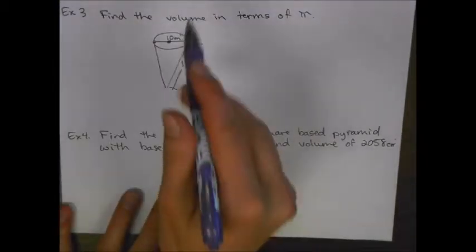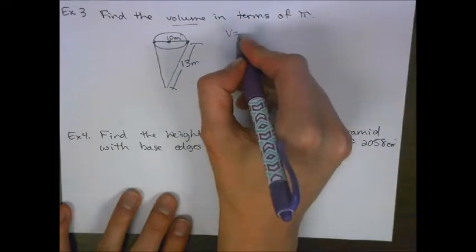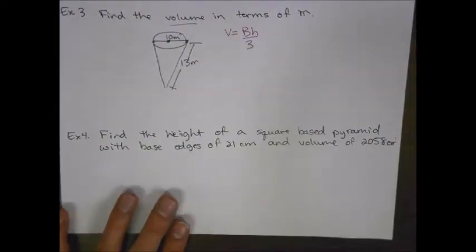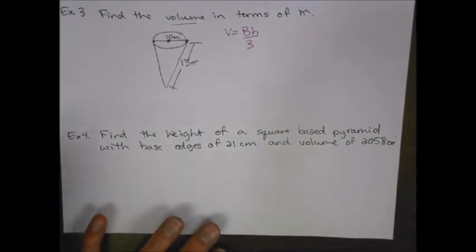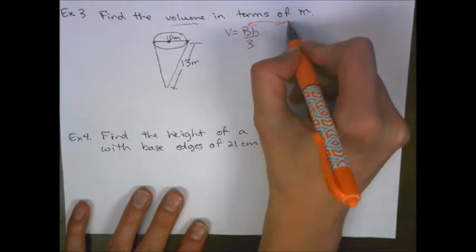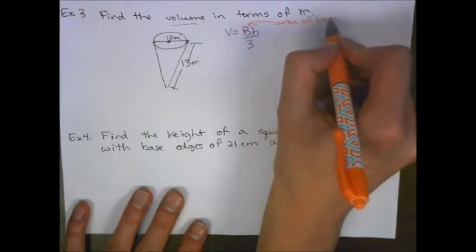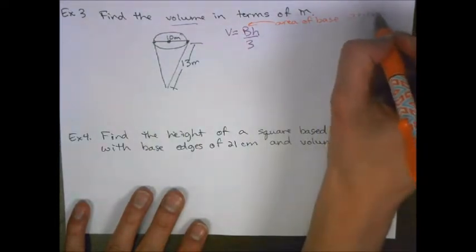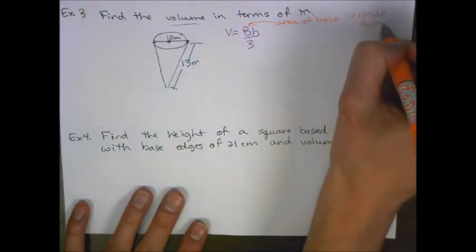So first of all, we're finding volume. Volume of a cone is area of the base times the height divided by 3. Let's remember that capital B is the area of the base. What's our base? Our base is a circle, so we're going to need area of a circle is pi r squared.